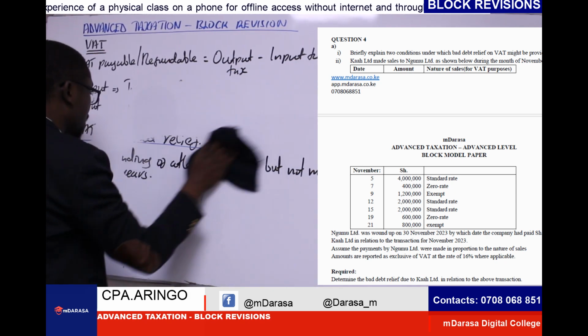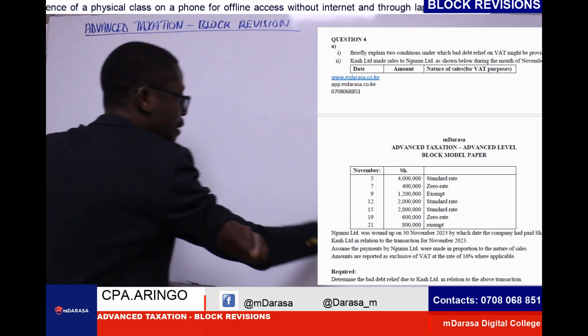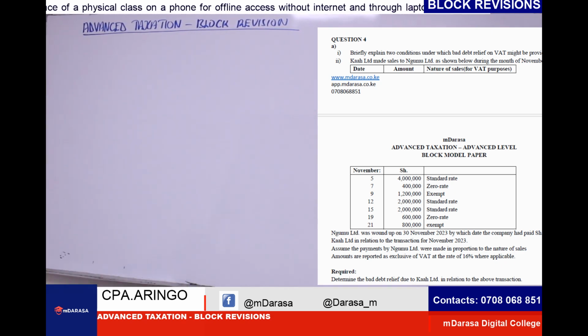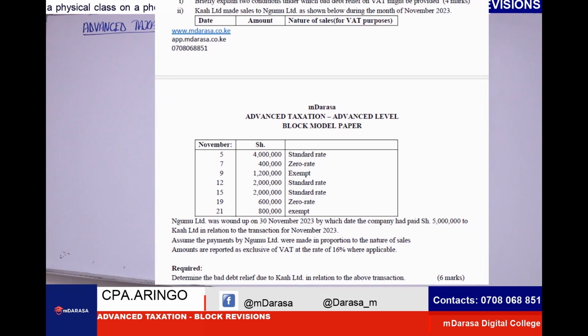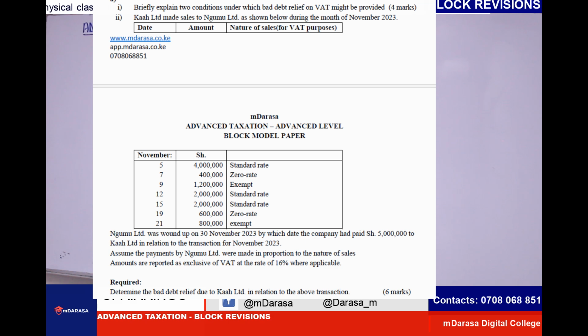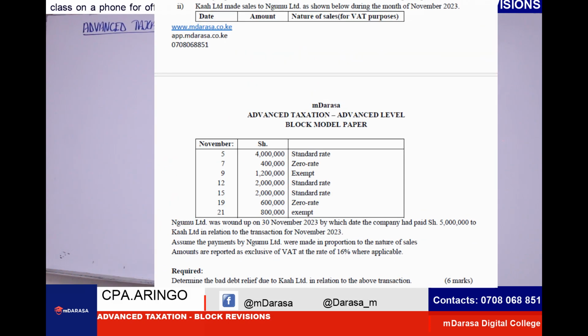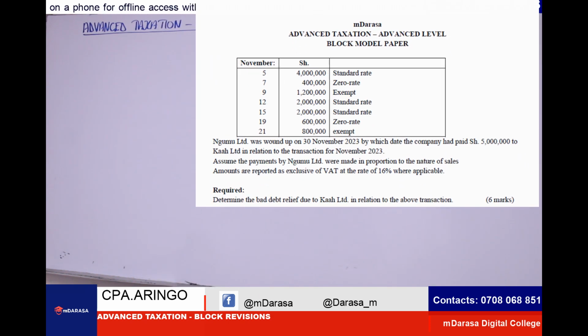So after talking of that, we go to part B of the question, see what you are asked. Part B of the question, my good students, these are what you are told. Car Limited made sales to Ngumu Limited, as shown below during the month of November 2023. We are given the details below, where we have date, amount, nature of sales for VAT. These are the details given.